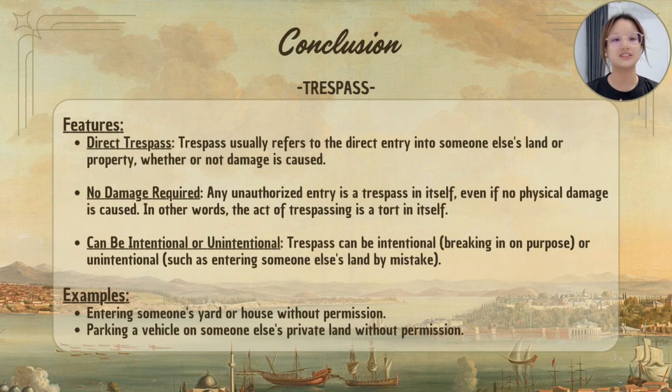Trespass can be intentional, breaking in on purpose, or unintentional, such as entering someone else's land by mistake. For example, entering someone's yard or house, or parking a vehicle on someone else's private land without permission. Trespass is a reminder of the importance of respecting others' rights to property and personal space, which is why it remains a significant area of law in safeguarding individuals and maintaining social order. By grasping the fundamental principles of trespass, we can avoid legal complications and foster a culture of respect for personal and private property.